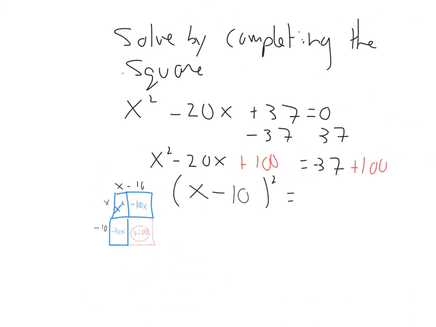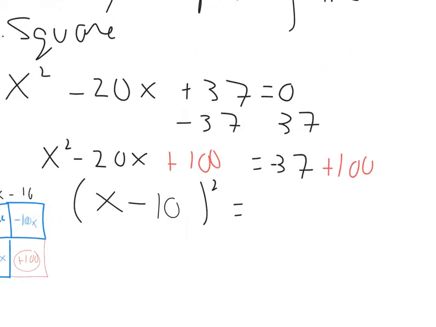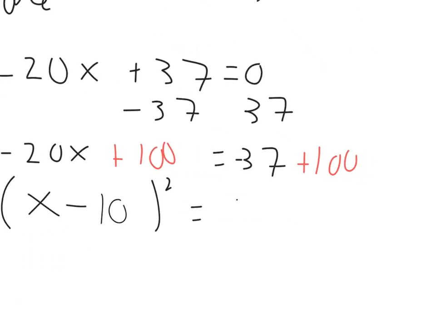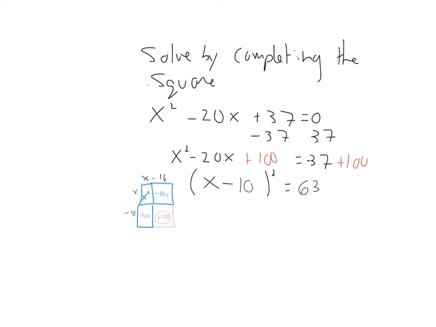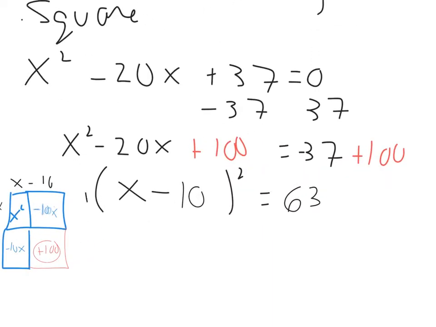And what's 100 minus 37? 100 minus 37? 63. 63? Yeah, 63. Isn't it? So what should we do next? Square root, both sides. Okay.